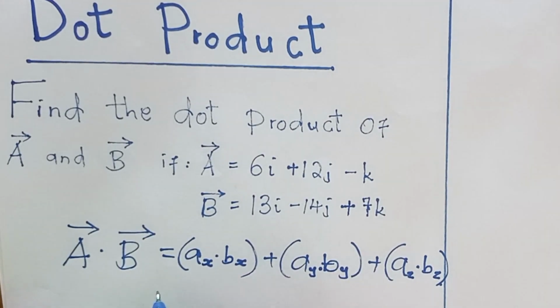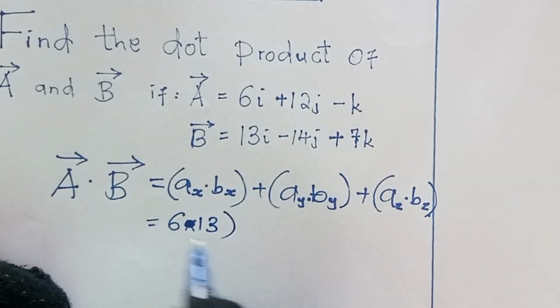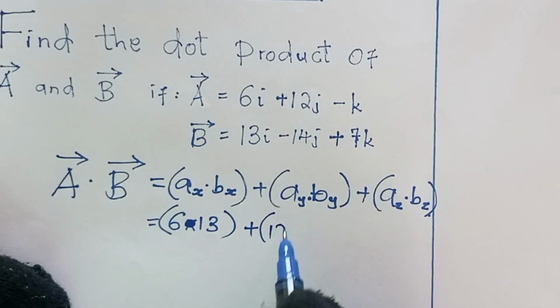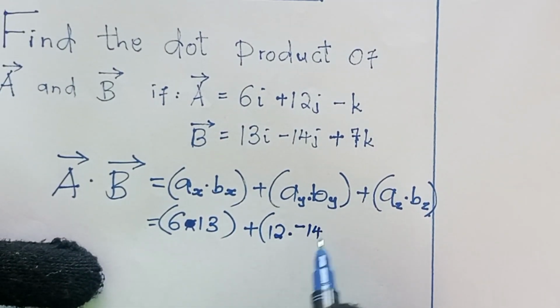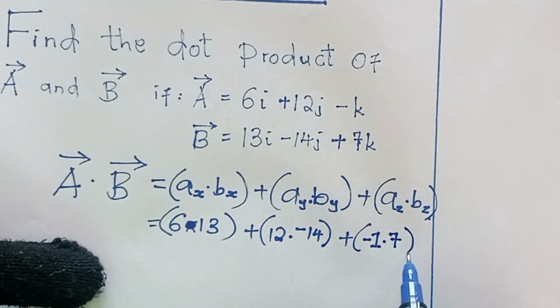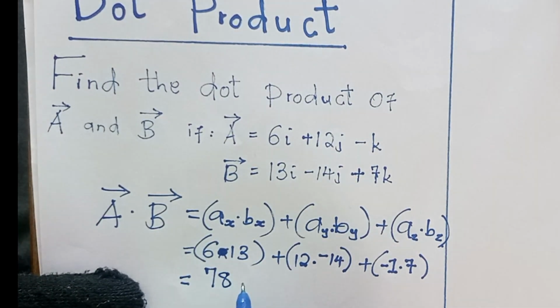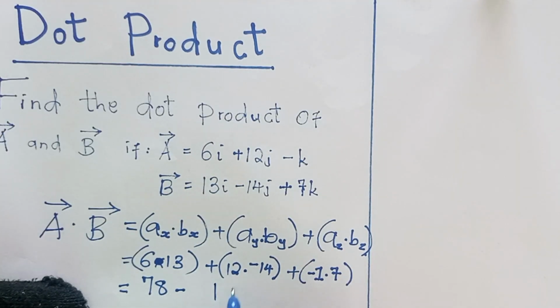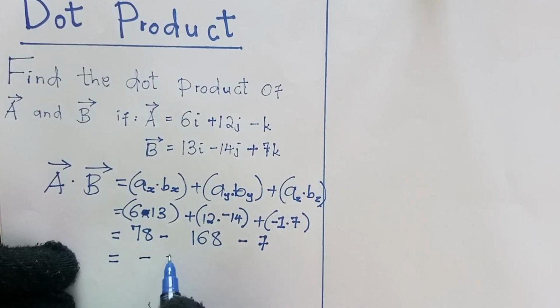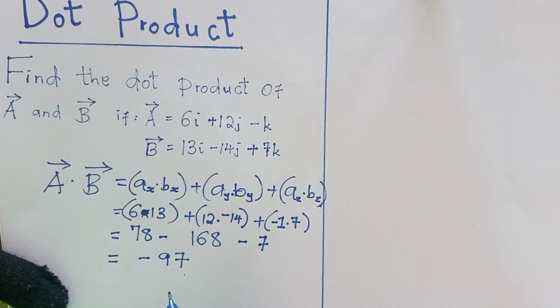For our case it is equal to 6 dot 13 plus 12 dot negative 14 plus negative 1 dot 7, which will give us 78 minus 168 minus 7, and this will give us negative 97. This is the answer, but we are not done yet.